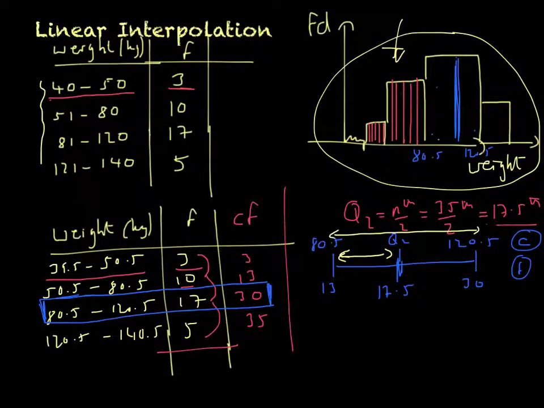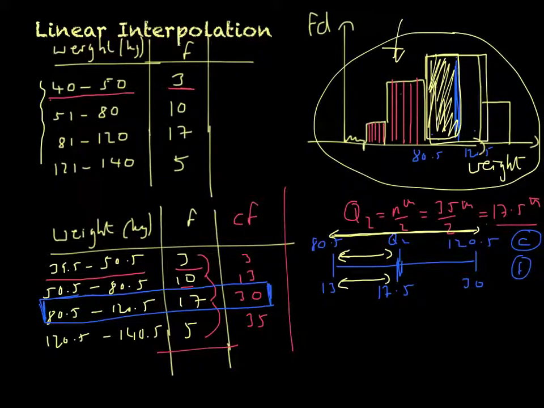So Q2 subtract 80.5 is a fraction of this 120.5 over 80.5. So what I'm saying is that from 13 to 17.5, this is a certain amount of the entire bar here, isn't it? Likewise, then, this 17.5 minus 13 must be the same proportion as 30 minus 13. So this fraction must be the same as this fraction here.